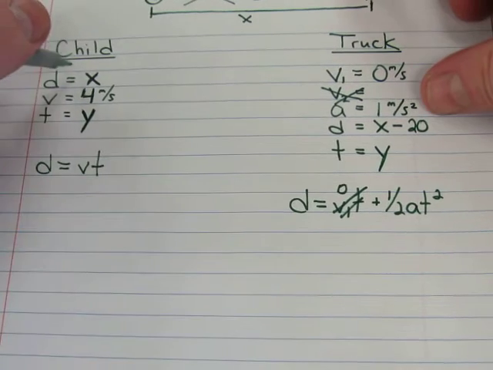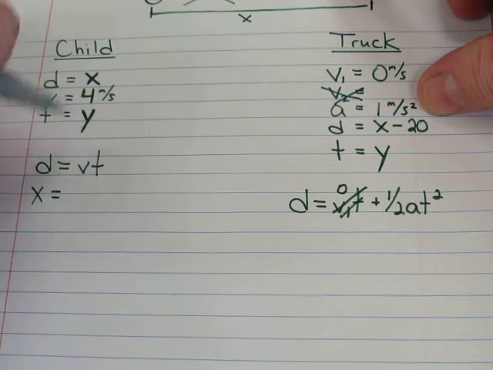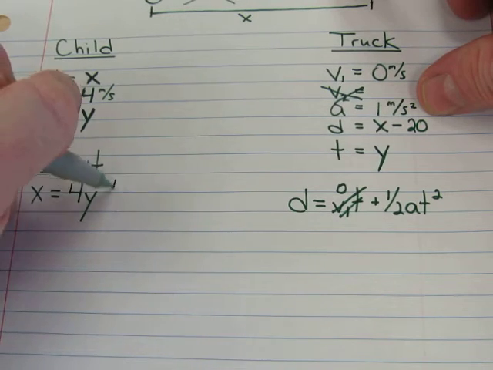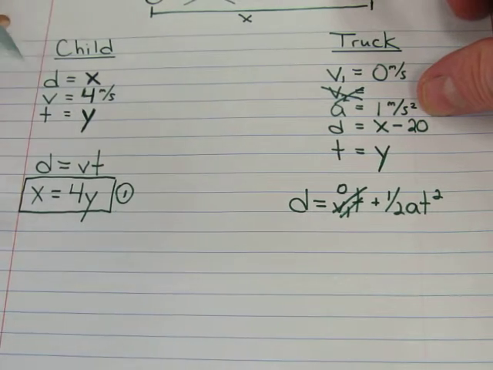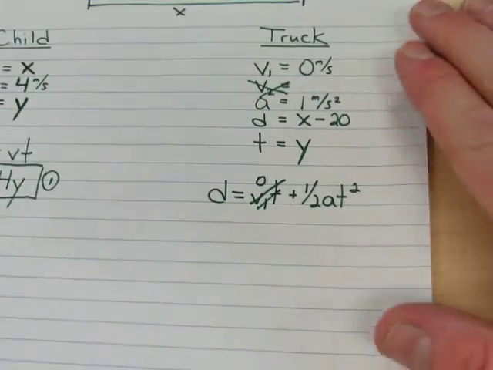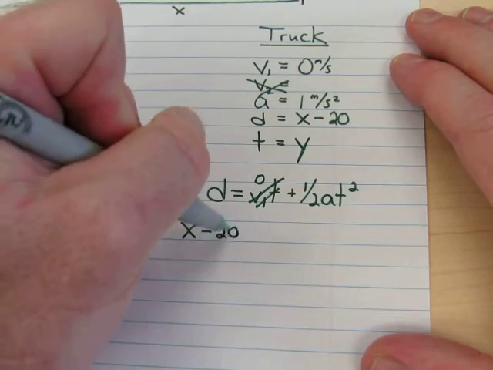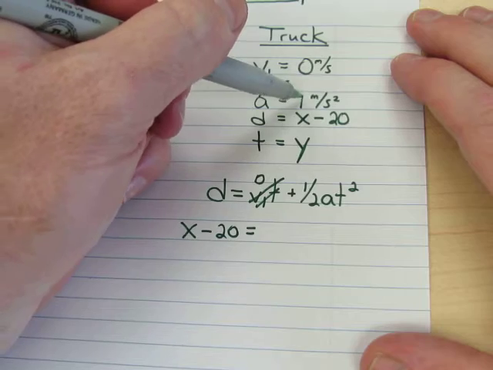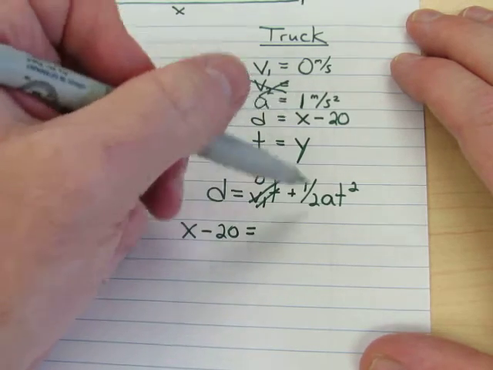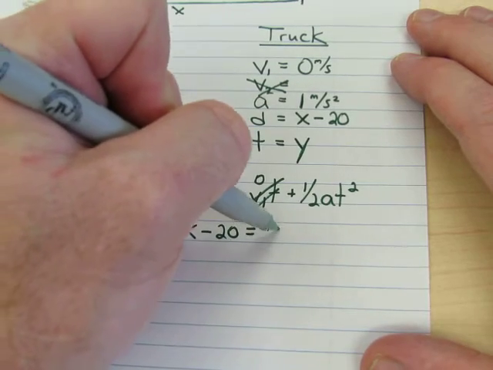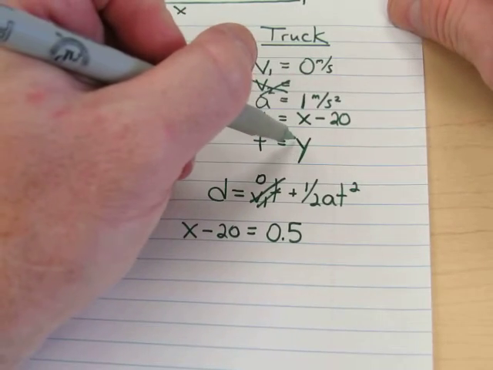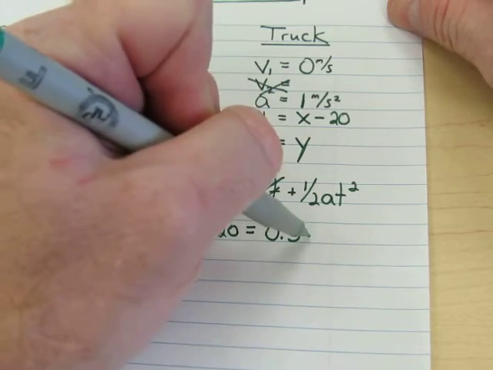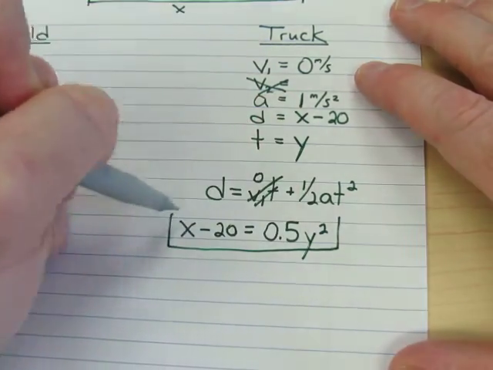Now you fill in the givens. The child distance is X equals a speed of 4 times her time. So there's a nice easy expression, and that was part of the point of putting both unknown variables on the same object. For the truck, we'll make the substitutions. Distance is X minus 20 equals 1/2 of A. I can see that A is 1, so I'm going to skip a line of work here. 1/2 of 1 is still 1/2, or I'll write 0.5, for no specific reason. I just hate using fractions. So half of the acceleration times time squared, and time is Y, so Y squared. And there is your second expression.